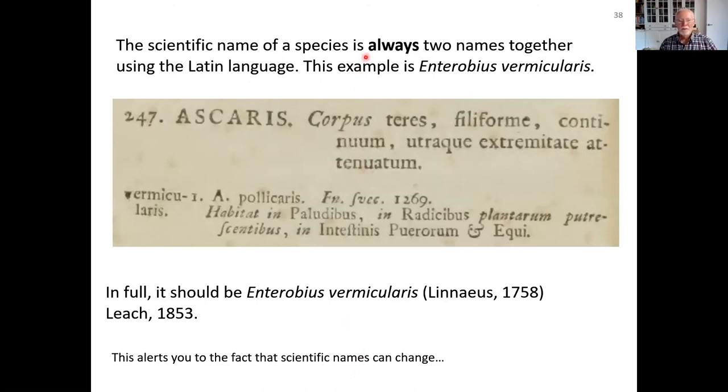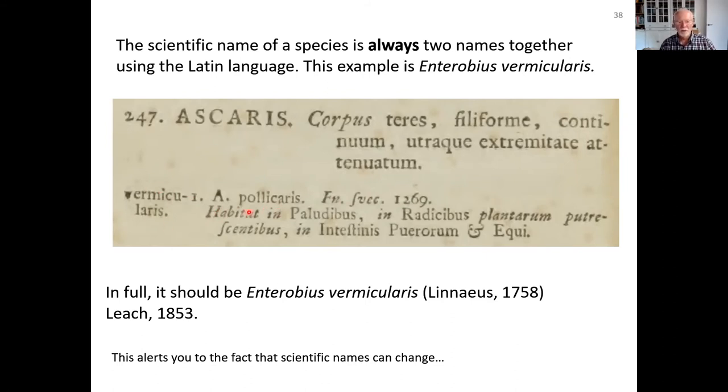So as I've already mentioned, the scientific name of a species is always two words together. This is Enterobius vermicularis. So remember that Linnaeus described Ascaris vermicularis. And here is his description of Ascaris vermicularis, which he also says was described by somebody else in the year 1269, I think. I'm not entirely sure.